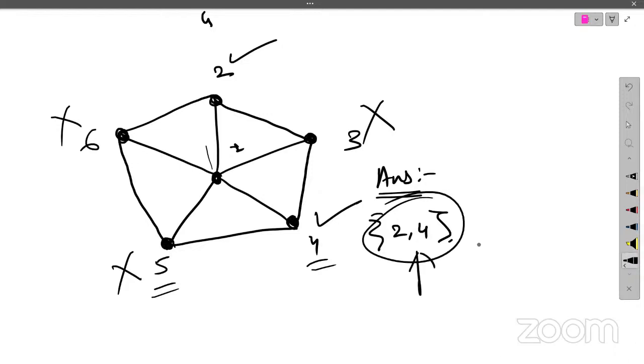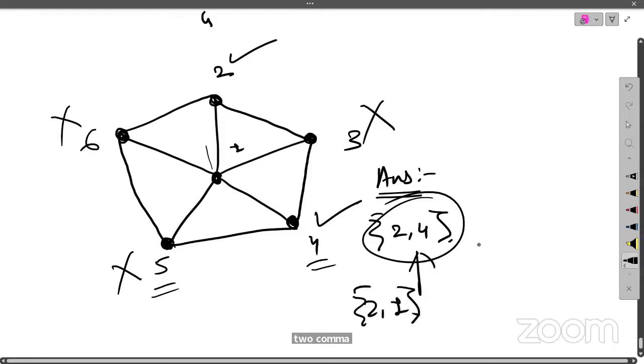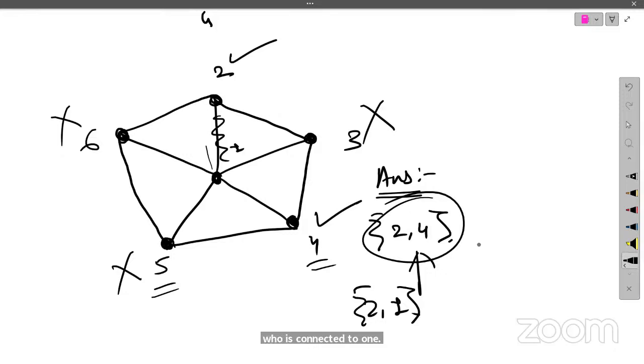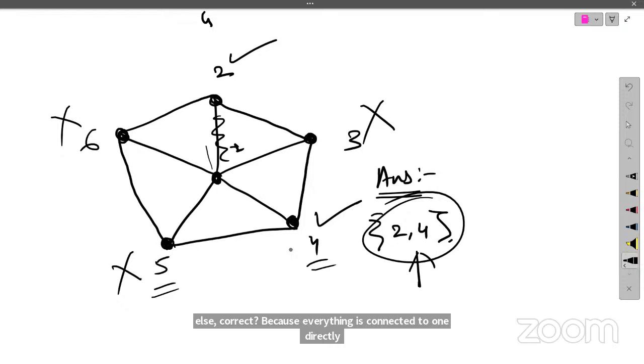Can we take 1 also, ma'am, in place of 4? No, because 2 and 1 are connected by a single edge. 2 is connected to 1, see, such a direct edge. Okay, understood, so it won't be independent. So if you're taking 1, you can't take anything else, because everything is connected to 1 directly. Adjacent, yes.